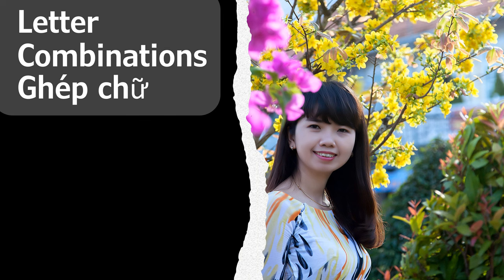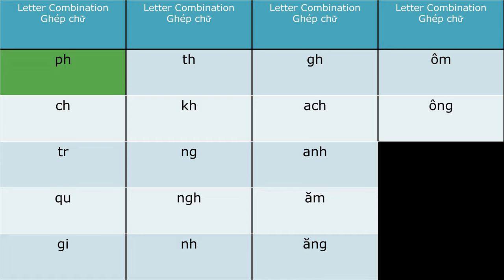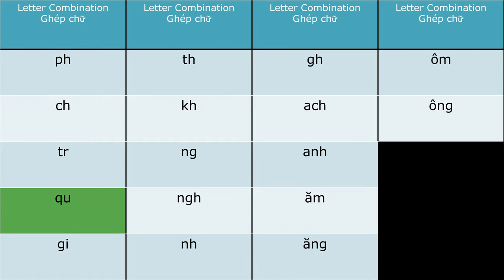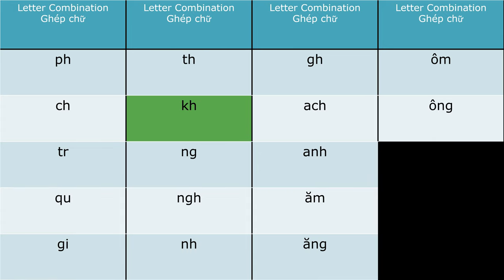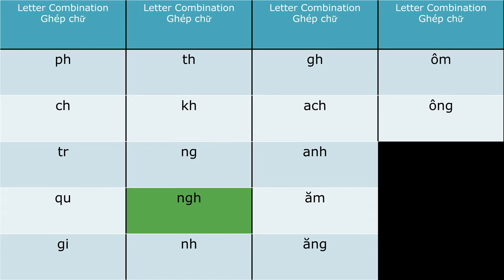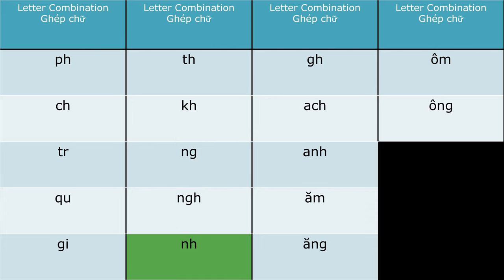Next up is some letter combinations. Ghép chữ. Phờ. Chờ. Quà. Thờ. Khờ. Ngờ. Nhờ. Gờ. Ách. Anh. Âm. An. Om.